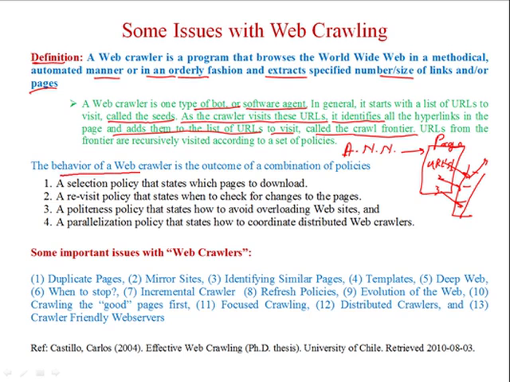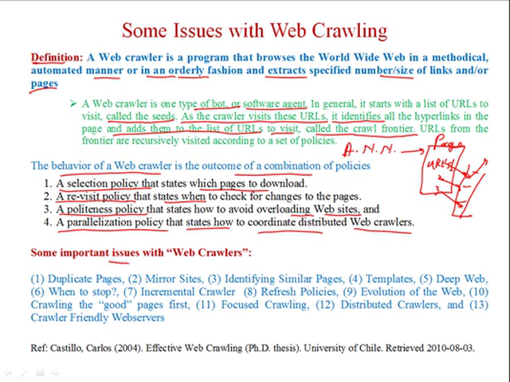The behavior of a web crawler is the outcome of a combination of policies. A selection policy states which pages to download, a revisit policy states when to check for changes to the pages, a politeness policy states how to avoid overloading websites, and a parallelization policy states how to coordinate the distributed web crawlers.